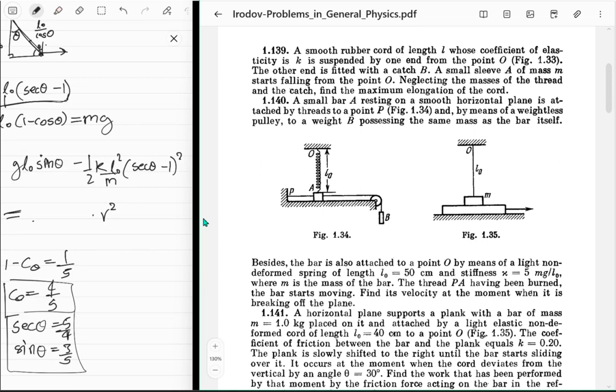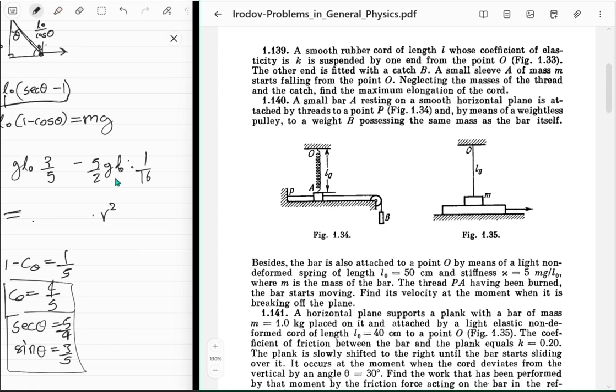Now we use the fact that K is 5 mg upon L naught. Putting that in there, we just get 5g L naught. So this whole thing becomes negative 5 upon 2 g L naught. Wow. Secant theta is 5 upon 4, so this minus 1 is just 1 upon 4. So it's going to be 1 upon 4 squared, which is 1 upon 16. And then you've got sine theta, which is just 3 upon 5. Just putting that in there.